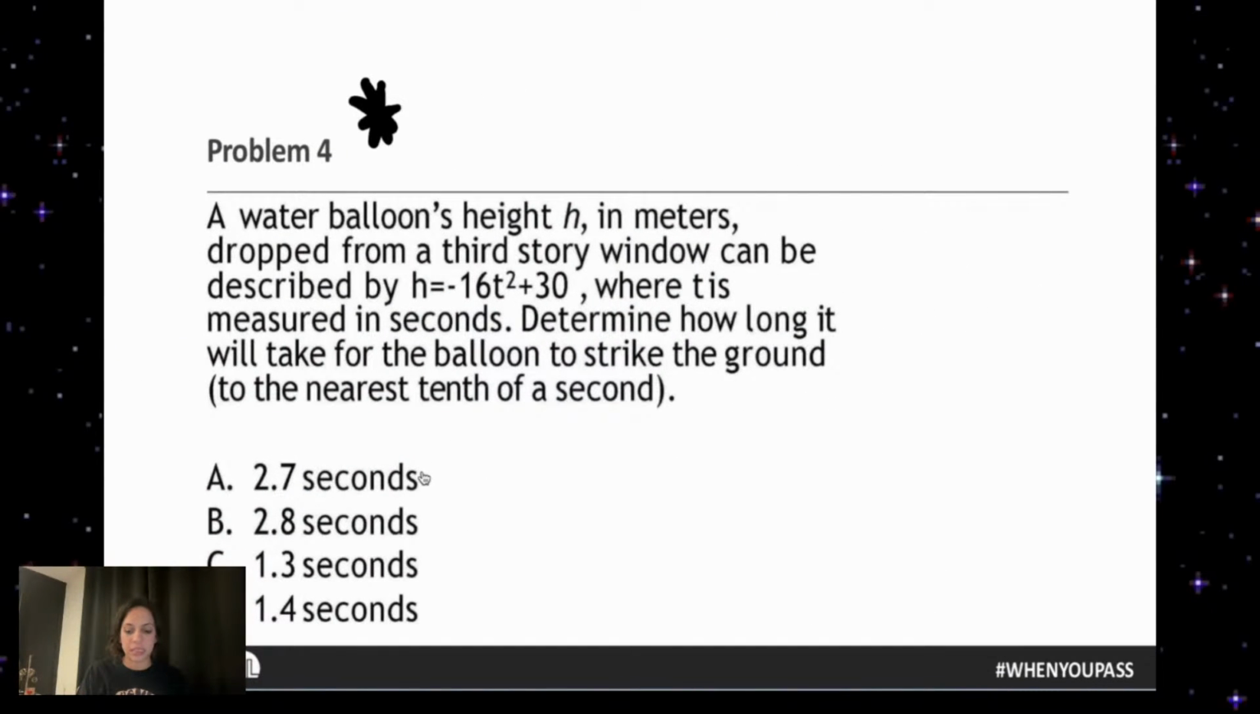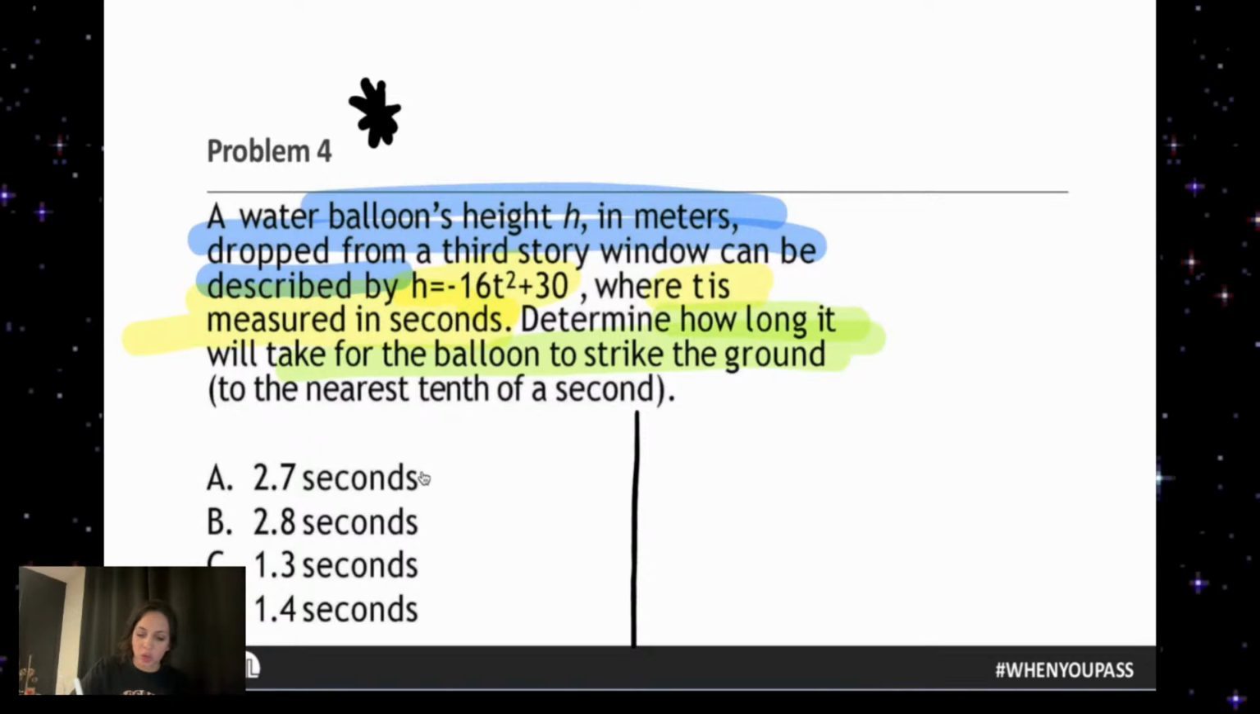So really what this says is, hey, here's a really important equation where t is seconds. So t equals time. How long? There's the question. How long will it take to strike the ground? Now, is the blue part important? Yes, it's important because it provides context for what we're doing. But if all of those words confuse you, look at the equation, look at what it's asking, and then go back to the story.